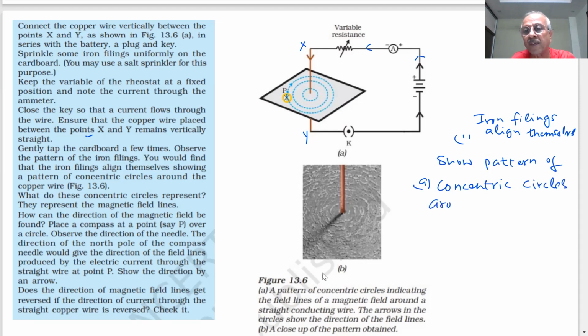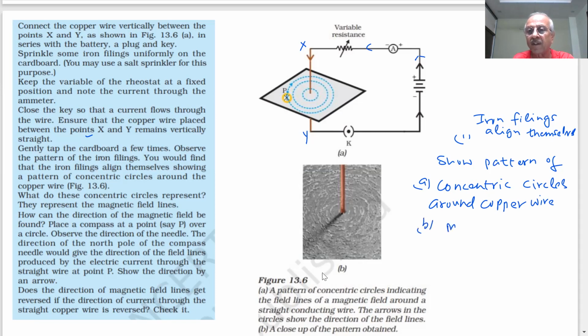Concentric circles around the copper wire. They will form. You can see the concentric circles here. This is the way the iron filings are arranging. What do these concentric circles represent? They represent magnetic field lines.